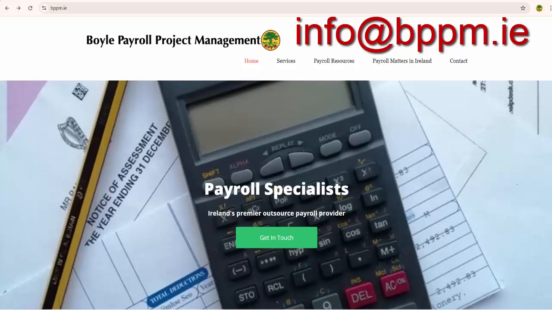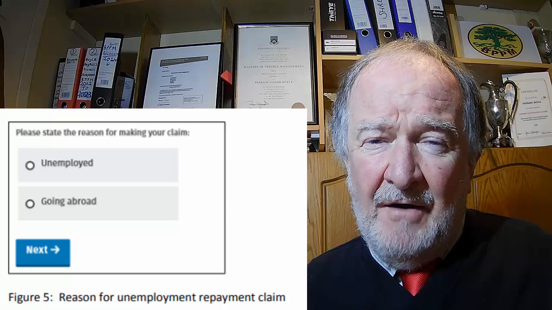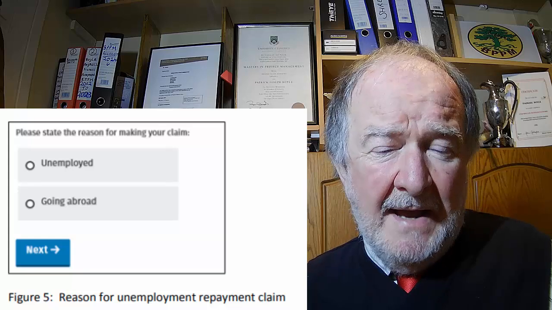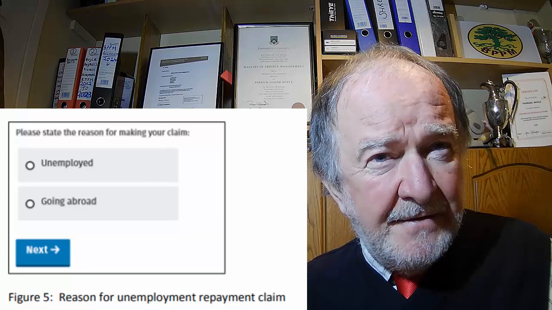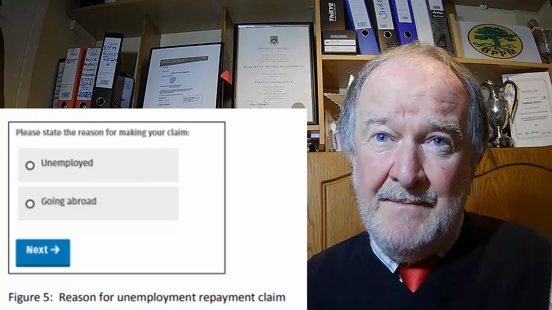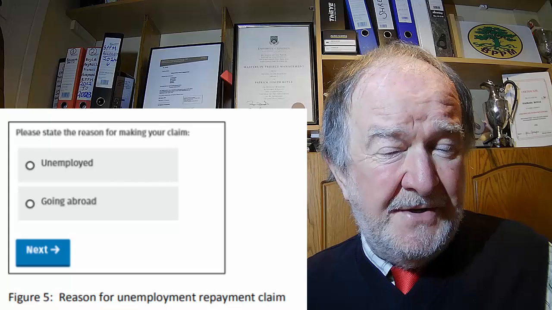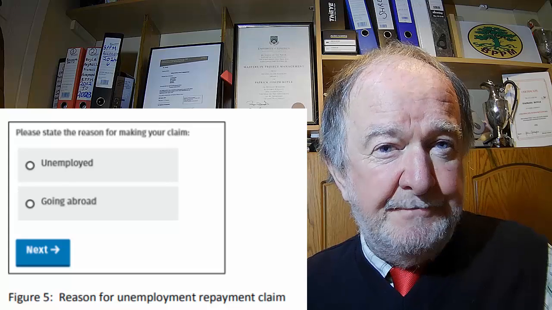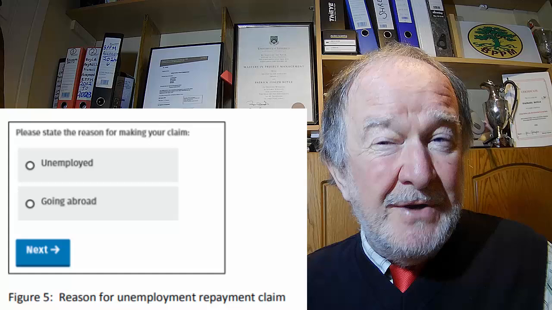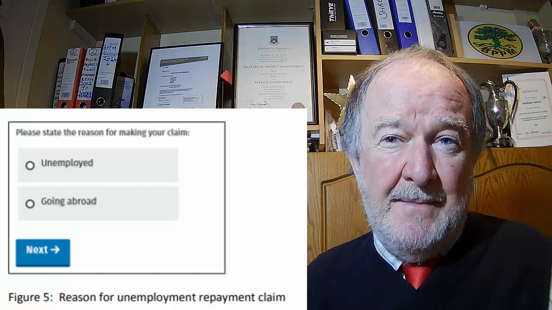3. Basis of the claim. You will be asked to confirm the reason for your repayment claim. You should confirm if the reason refers to unemployment or going abroad. Figure 5 here shows reason for unemployment repayment claim.